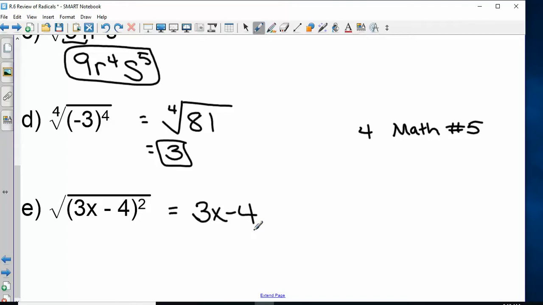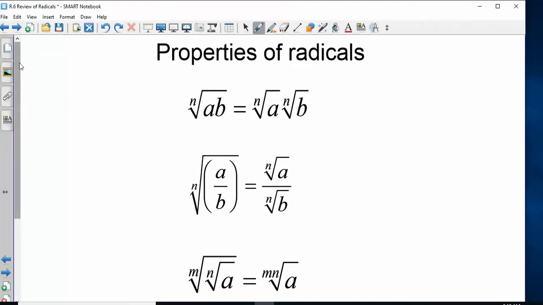Any questions so far? Okay. We're going to just keep simplifying these. I do have a few properties of radicals. If you already know these, you don't necessarily have to write it down, but if you don't, you want to jot these down. This is what we were just doing on our problems.